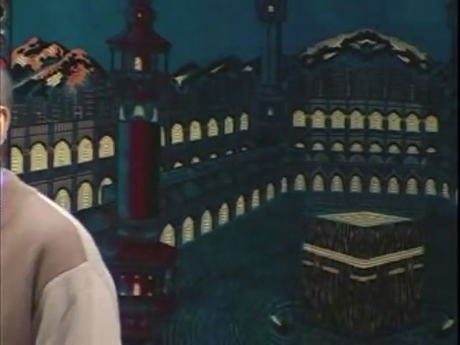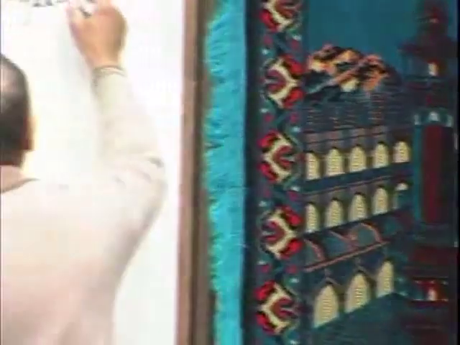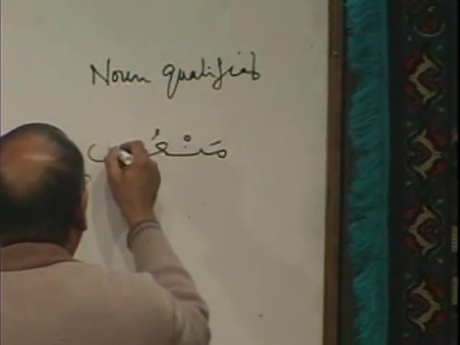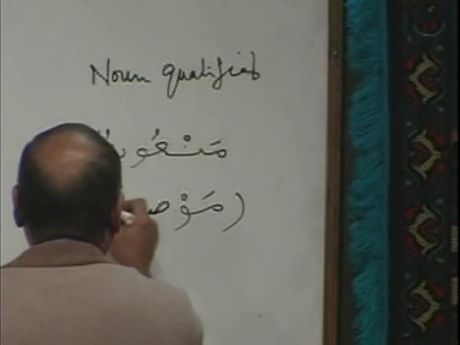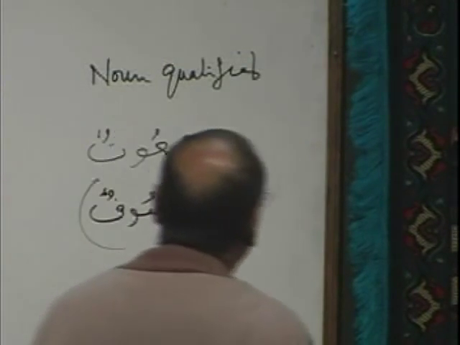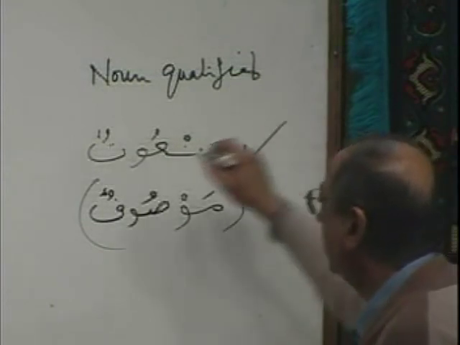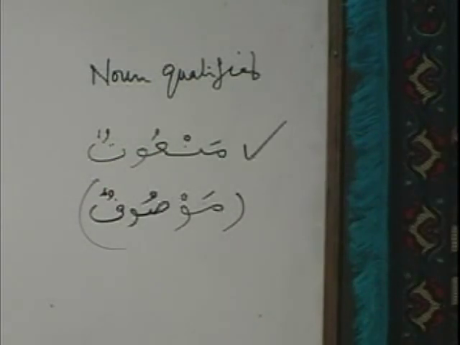We will be learning adjectives, which is called naat. Now, if there is an adjective, then it qualifies a noun. So we call it noun qualified. What do you call in Arabic? Manaut. Okay, also it's called, what is it called? Mausufun. Sifat Mausuf. Naat Manaut. But let us only try to concentrate on Naat Manaut. Okay. What is Manaut? Manaut is noun qualified.